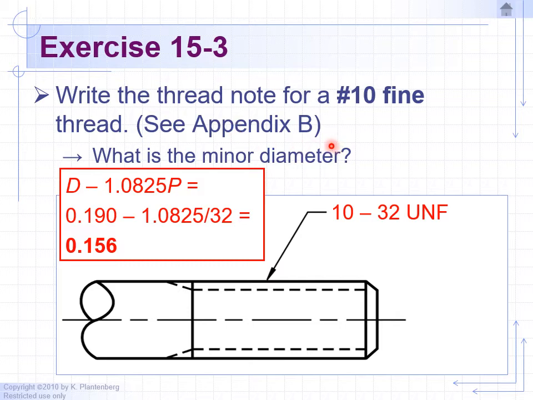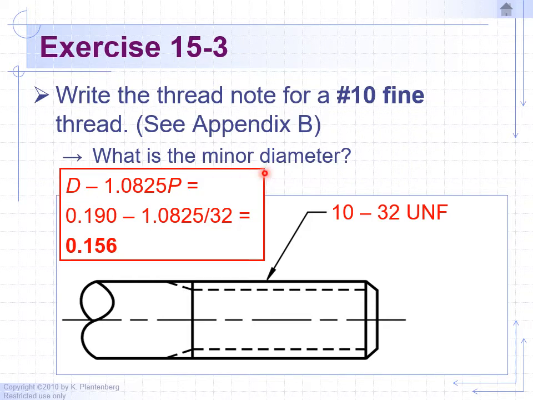Okay, so for your homework, you're going to be using this formula. Just for practice on how to call out threads, we're going to be calculating minor diameter. Again, chances are you'll never have to do this out in the real world, but this is a good practice on how to look up threads on the table.